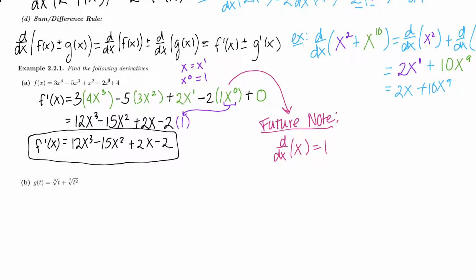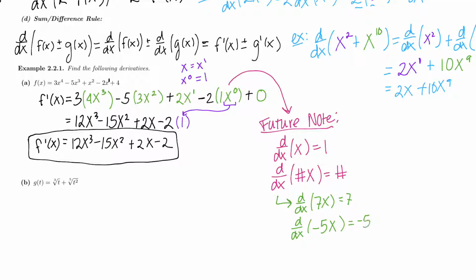And then we can kind of expand that further and say that the derivative of some number, I'm just going to put number times x, is just that number. So the derivative of 7x is 7. The derivative of negative 5x is negative 5.